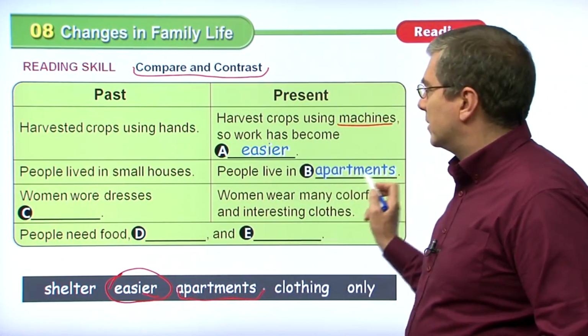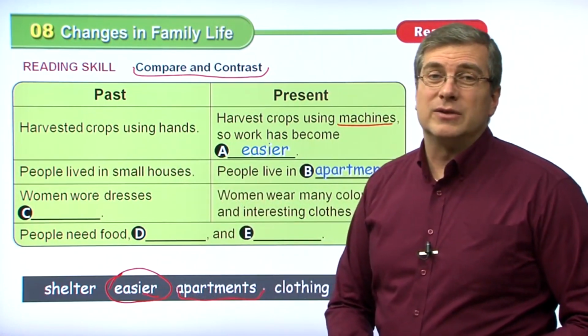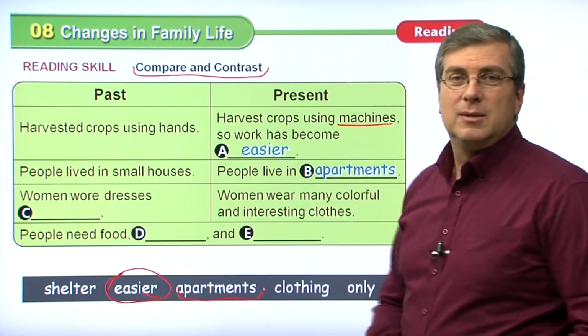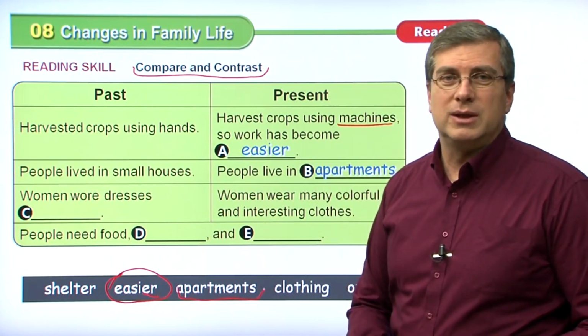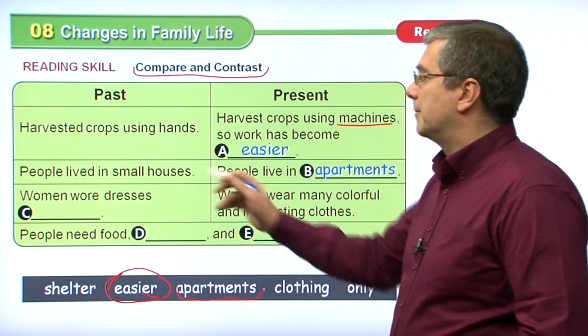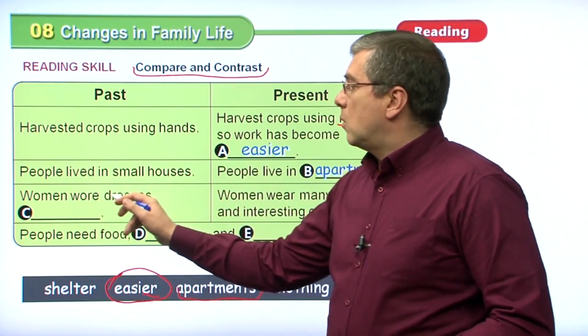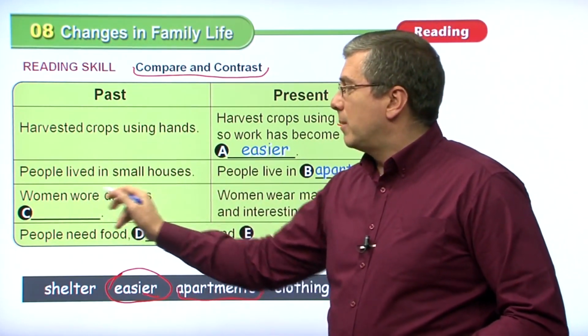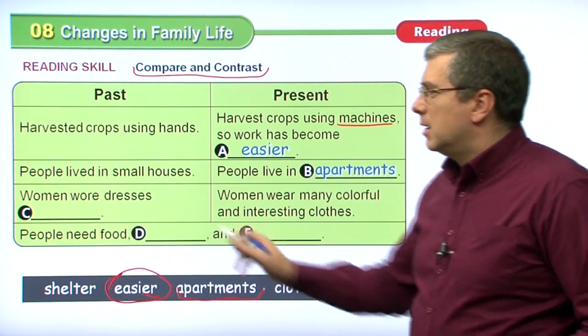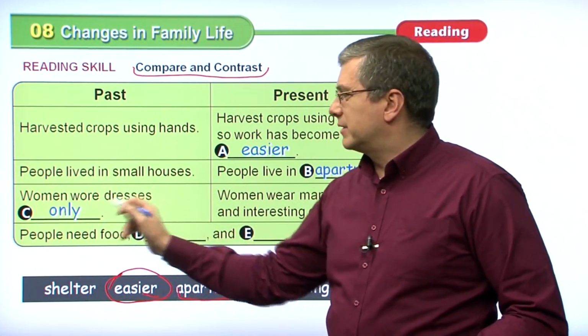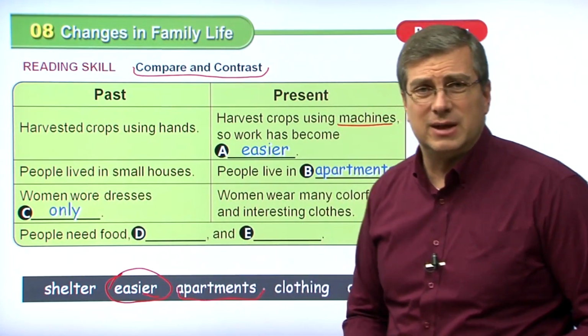People live in apartments. They still do live in small houses, that's true, but it's more common, especially in some countries, to live in apartments more than just small houses. Okay, over here. Women wore dresses in the past. Women wore dresses what? Shelter, clothing, or only? We saw that before. Women wore dresses only. They only wore dresses in the past.